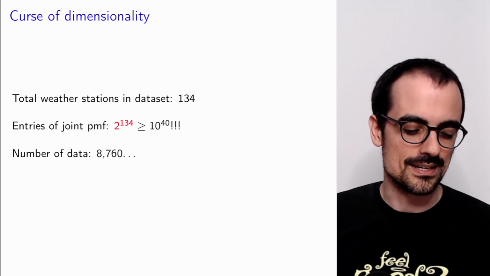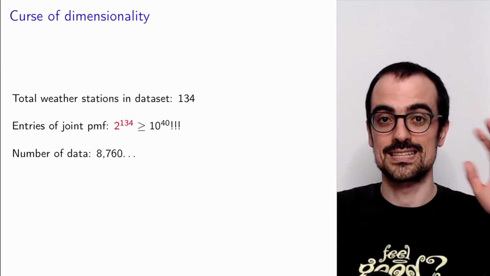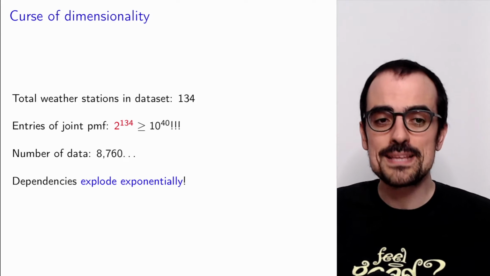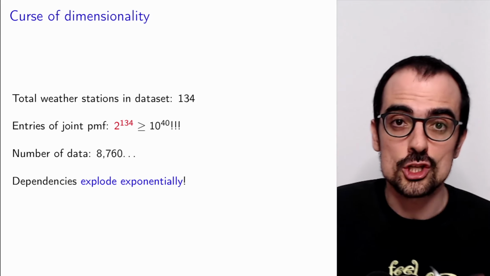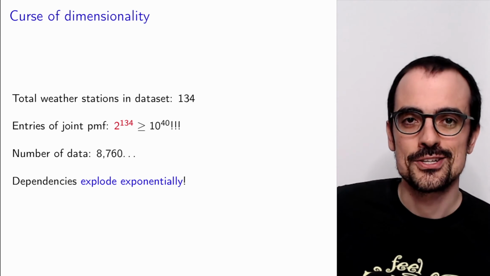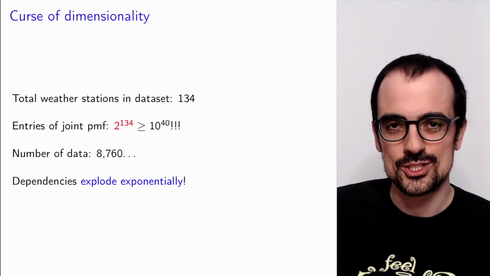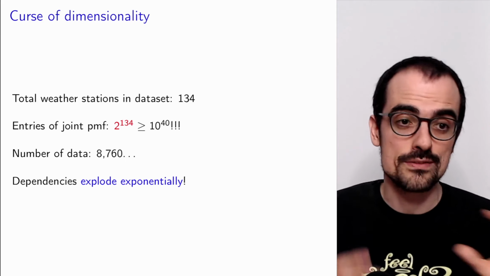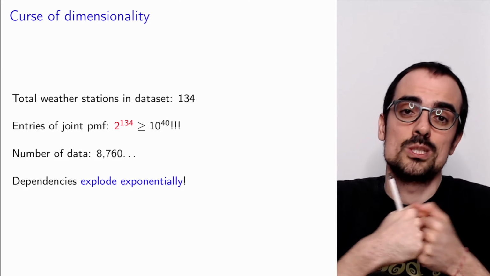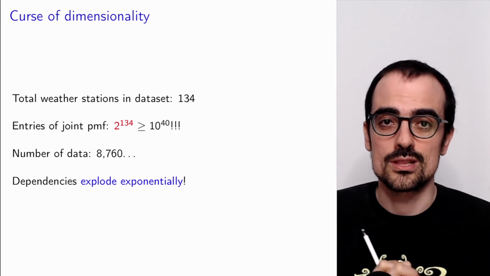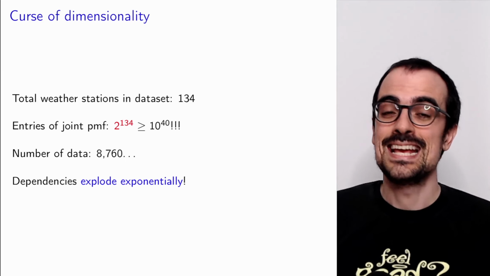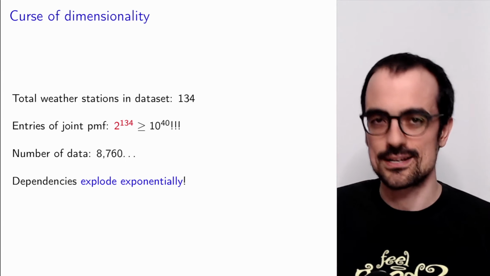The number of data points that we actually have is 8,000. So it's just a joke to think that we would be able to estimate these probabilities from data. Dependencies explode exponentially. And this is a very innocent example where we have around 130 stations, and each of them has values that could be 1 or 0. So imagine if we have thousands of variables, or if the variables are more complicated and can take several values. The joint PMF is something that we talk a lot about when we're doing probabilistic modeling for toy examples. In reality, the full joint PMF with all of the dependencies is completely impossible to estimate. You can completely forget about it.